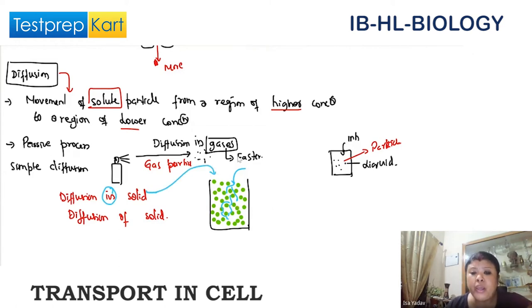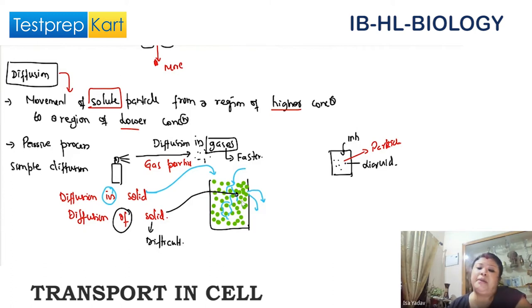Make a small hole here, a very, very small hole. Tilt the jar, and what you'll find is that all the water seeps out. But what happens when you tilt the jar? The sand particles will not go out, but they will allow the liquid. So this is diffusion in solid. We try to explain this diffusion in solid, which is difficult.